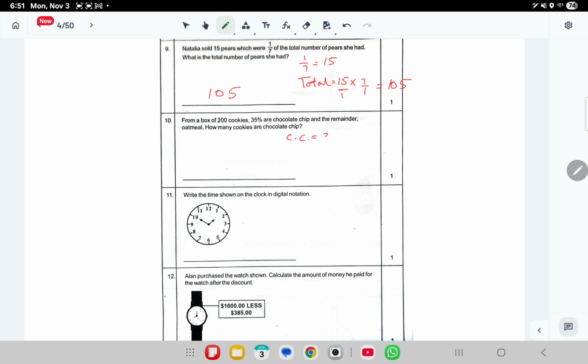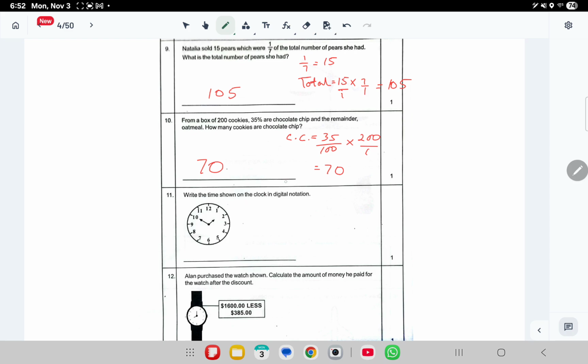Chocolate chip is equal to 35%, percentage is out of 100. So 35 over 100 multiplied by the total, which is 200 over 1, and that will give us 70. So 70 cookies are chocolate chip.